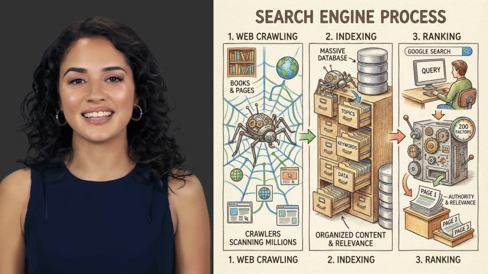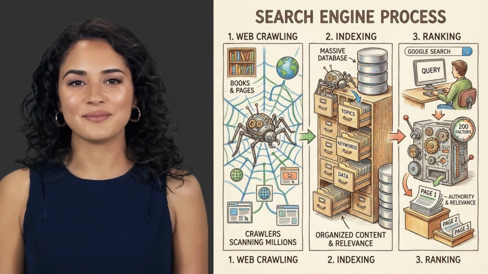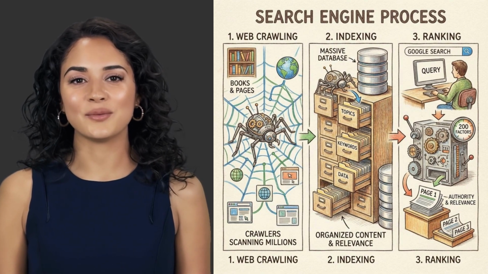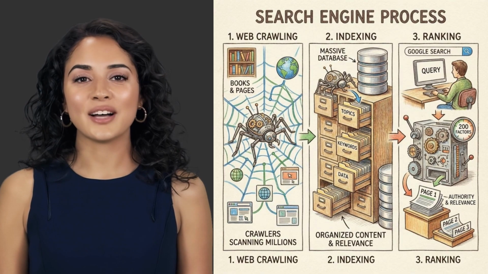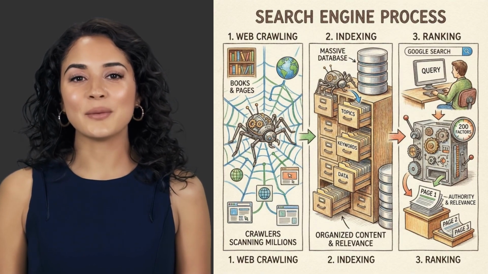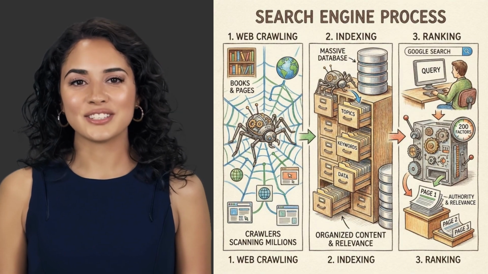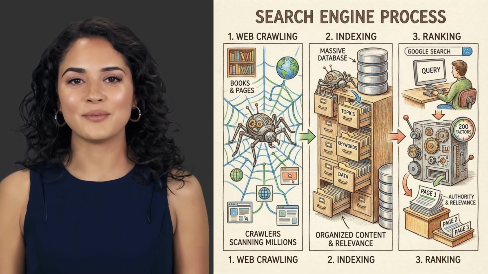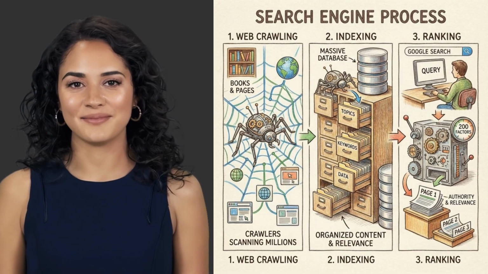To understand how to optimize, we first need to understand the engine itself. Search engines like Google follow a three-step process to determine rankings: web crawling, indexing, and ranking. First, they use bots, known as crawlers, to scan and discover web pages by following links, much like a librarian scanning millions of books to create a digital catalog.